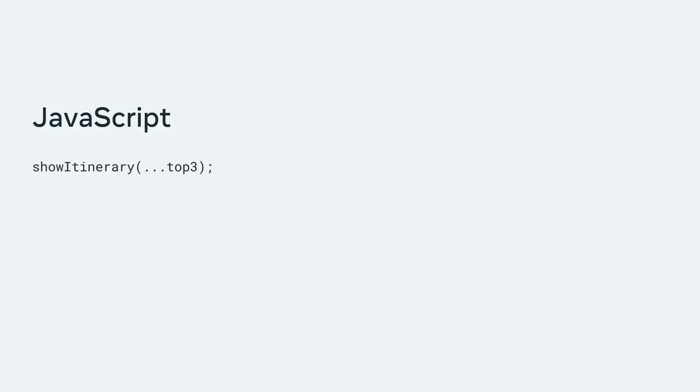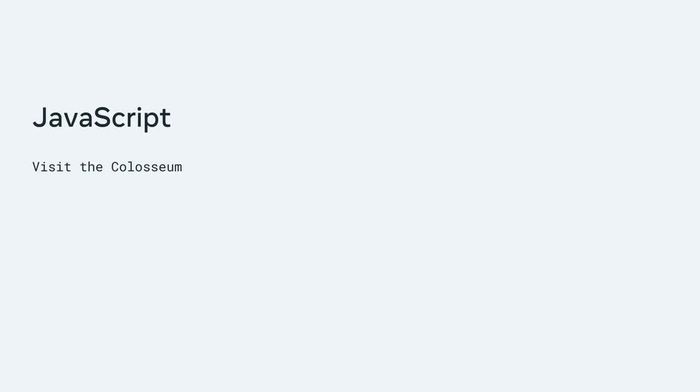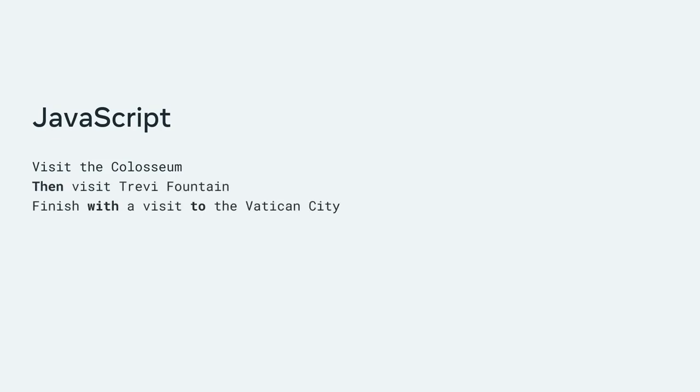Now, if I go back to the top3 array, I can use it with the spread operator just like I used it for the top7 array. I type the showItinerary function and the 3 dots, and the array name, top3, within parentheses, and I end with a semicolon. The function returns the combination of the strings and the variables I used earlier. Visit the Colosseum, then visit Trevi Fountain, and finish with a visit to the Vatican City.